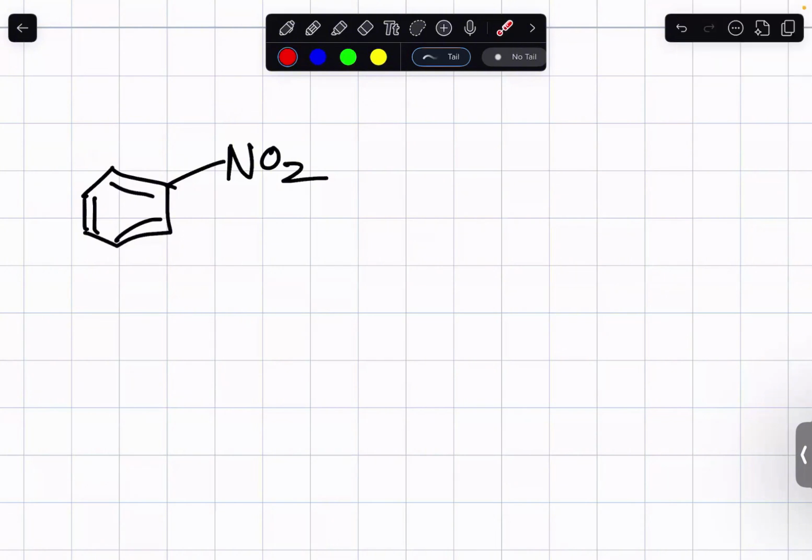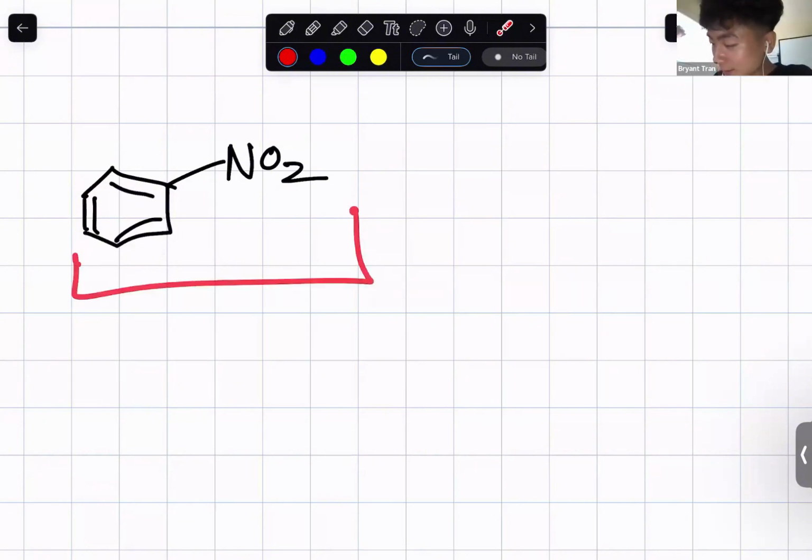I think I'm blanking on it, but I remember the structure. What about this? Do you remember if it's an EDG or EWG? Ortho para director or meta director? Oh, that was a meta director, I think. Yes. This right here is a meta director, EWG.